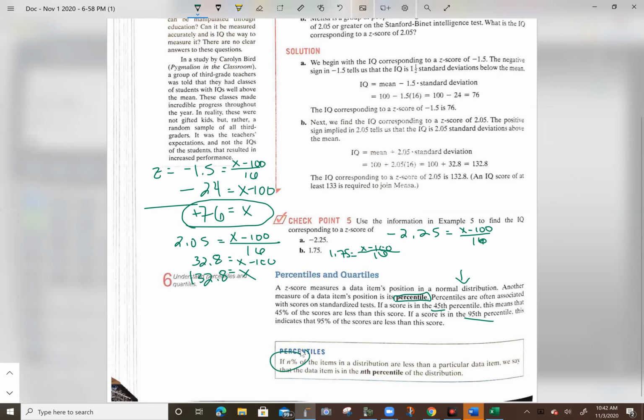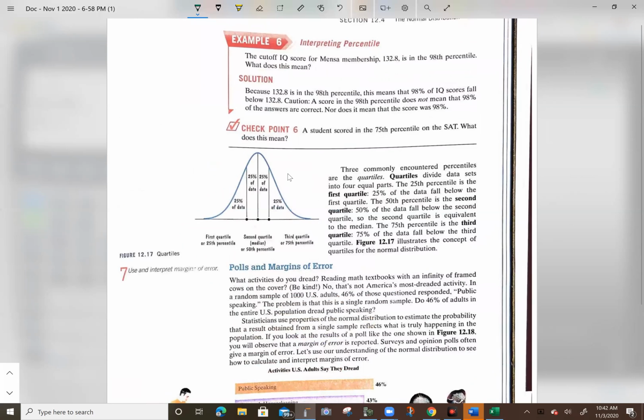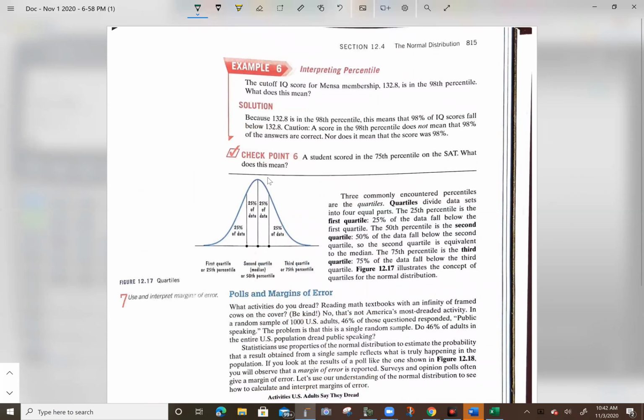Okay. If n% of the items in a distribution are less than a particular data item, we say that that item is in the nth percentile. Okay. Example 6, the cutoff IQ score for Mensa membership, 132.8, I think we just found that, is in the 98th percentile. Oh, are you okay, puppy? The 98th percentile. What does this mean? It means that your score is above 98% of all other scores.